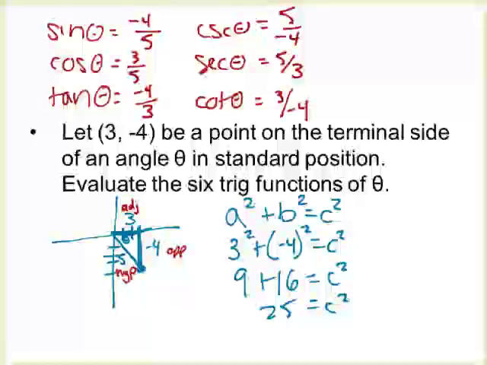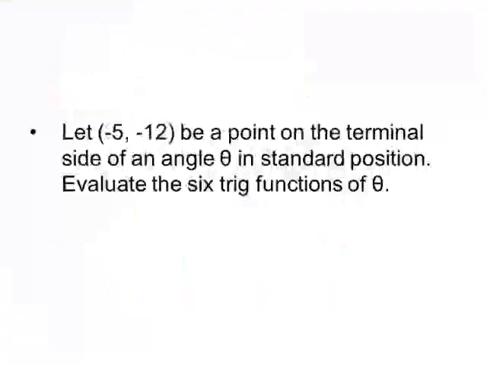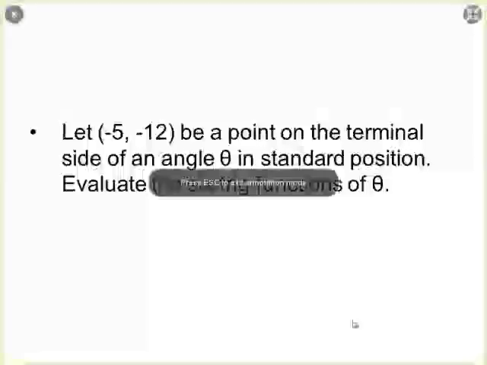Connect the origin and the x-axis, always the x-axis. Find the third side of the triangle, and write out the 6 trig fractions for SOHCAHTOA. Questions? Go ahead and try the next one.